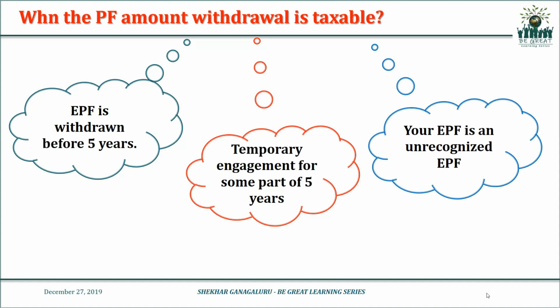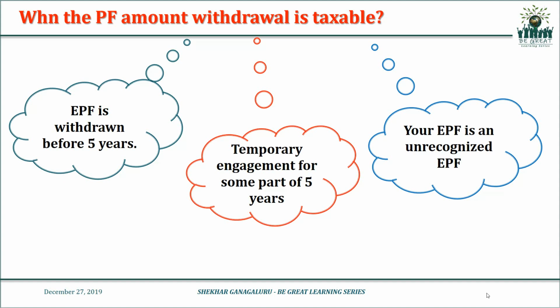The third condition when PF withdrawal is taxable is when the EPF is an unrecognized EPF. A fund which is not approved by the Commissioner of Income Tax is considered an unrecognized provident fund. Such schemes are those that are started by employer and employees in an establishment but are not approved by the Commissioner of Income Tax. Since they are not recognized, unrecognized provident fund schemes have a different tax treatment as compared to recognized provident funds.